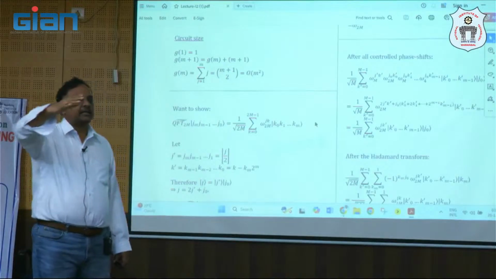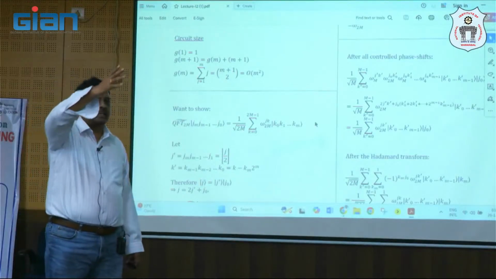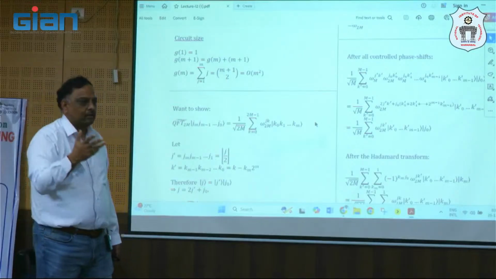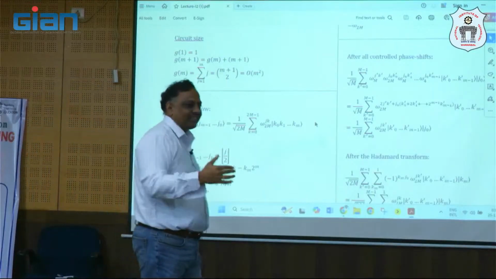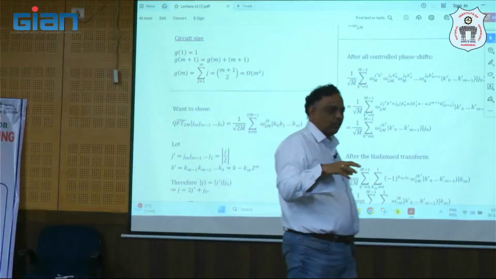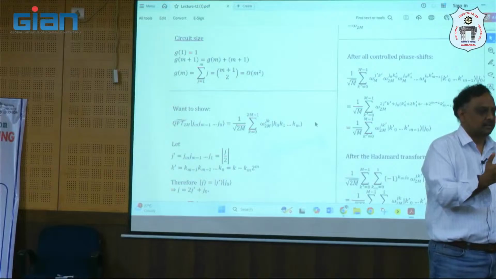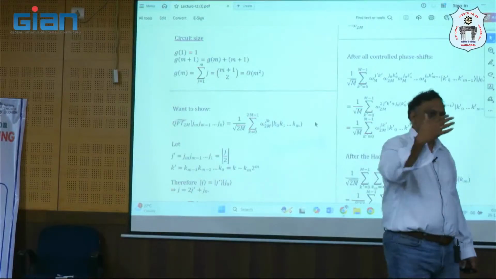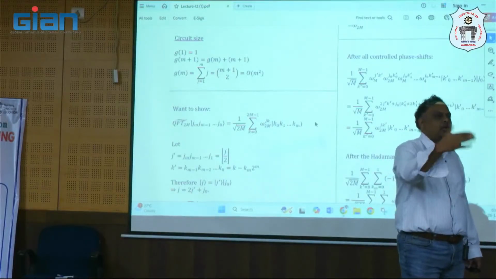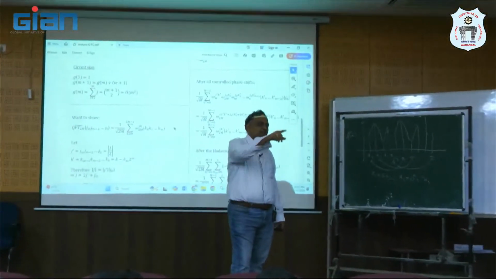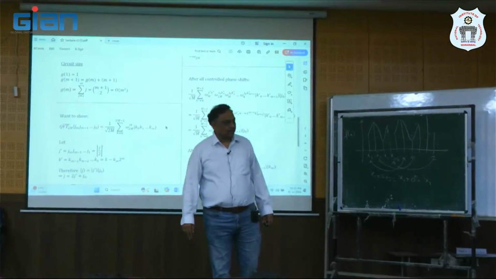You can express any signal, which is basically a time-varying function, in the Fourier basis, correct? What is the Fourier basis? The Fourier basis is the sinusoidal functions. You can always write that function as a linear combination of these sinusoidal functions, which are the Fourier basis functions, correct?